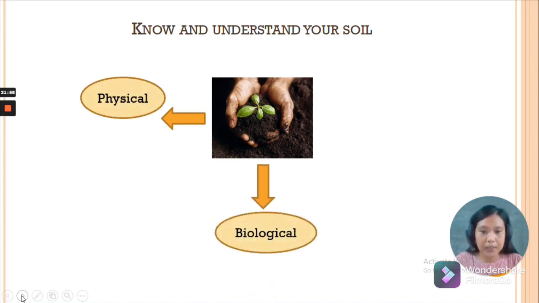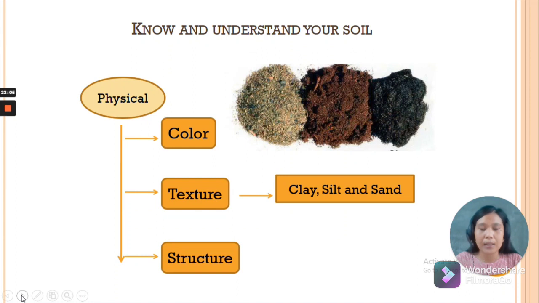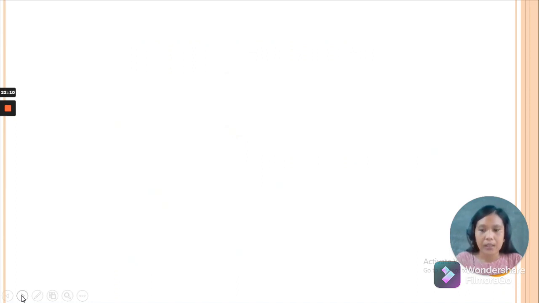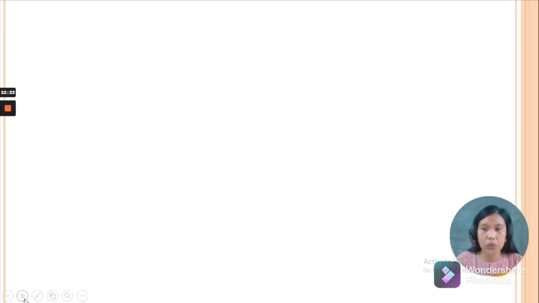There are physical properties, biological properties, and chemical properties. So, physical properties: the color, texture, and the structure. So, what are the textures? Silt, sand, and clay. That is the texture. Can you feel it? The feel method lets you know the texture. There is also the hydrometer method and the titration method, with which you will know exactly what the texture is.